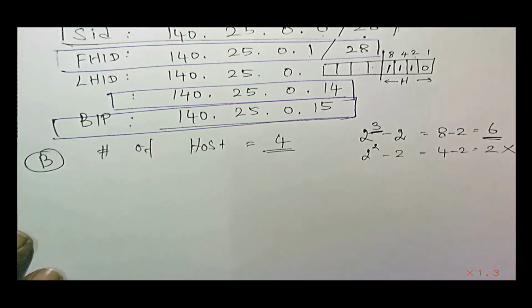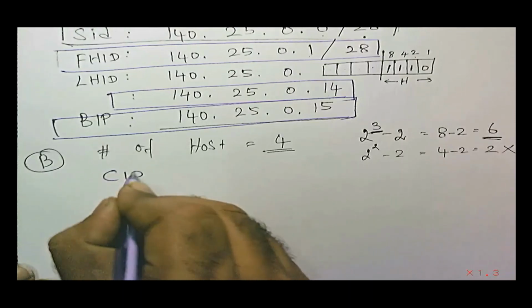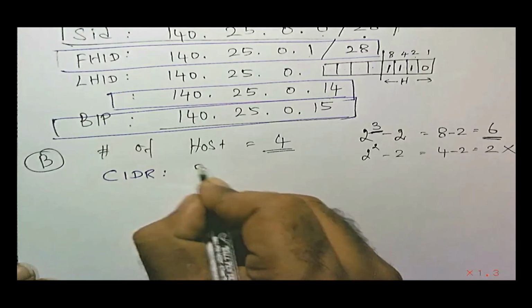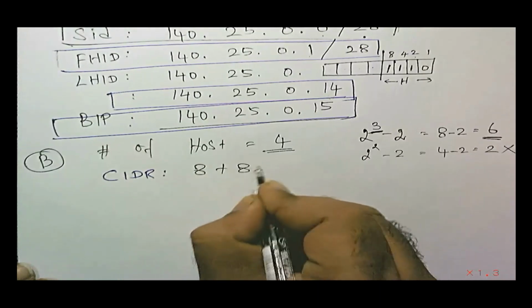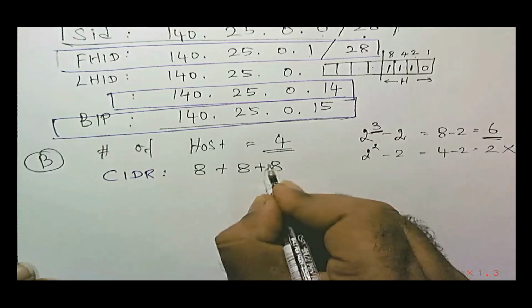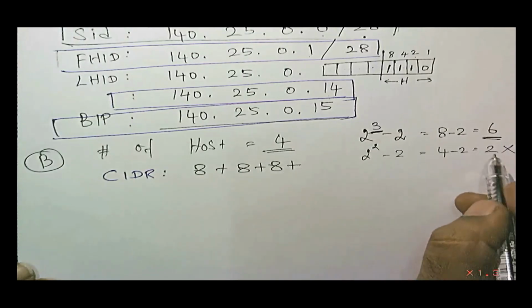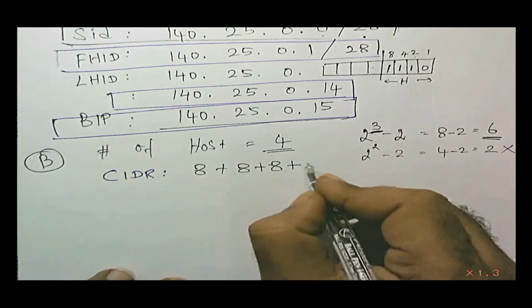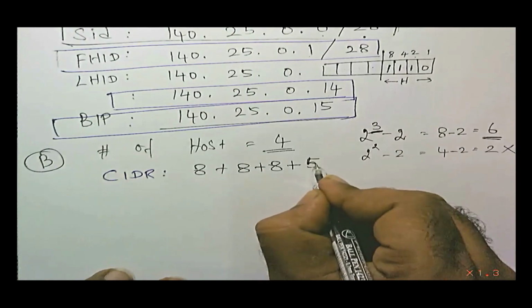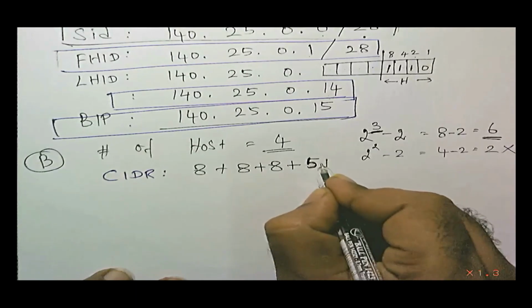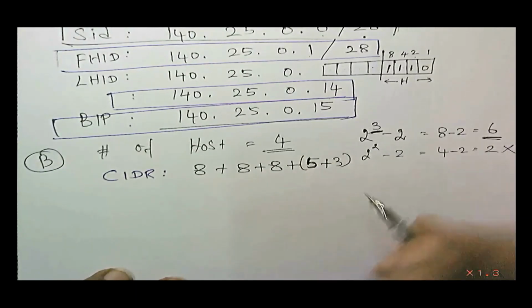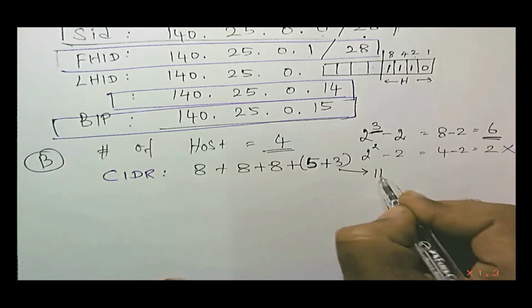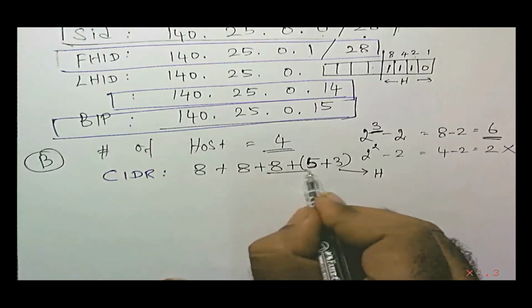So I'm going for the CIDR value. What is the new CIDR value? The first octet is 8, the second octet is 8, and the third octet we are going to take as it is. In the fourth octet, we are going to give only 3 bits for the host, so 5 bits we are going to take. If you want to understand, I'll write it as 5 plus 3. These 3 bits we are going to give to the host, and the remaining we are going to take for the network.